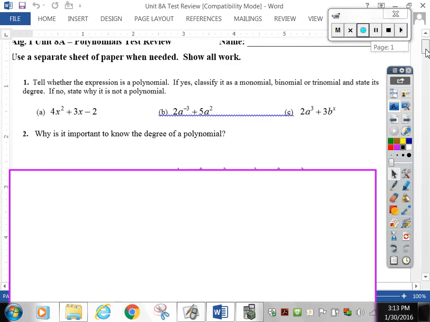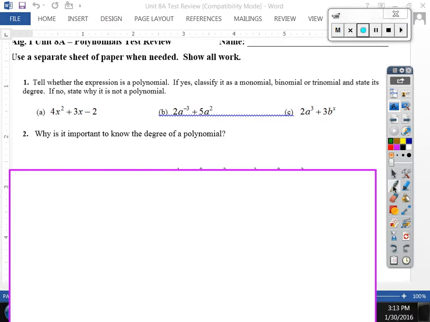Why is it important to know the degree of the polynomial? Because it tells you the shape of the polynomial. It tells me what my end behavior looks like. Okay, it tells me how many maximums and minimums I have. So it tells you the shape of the polynomial.